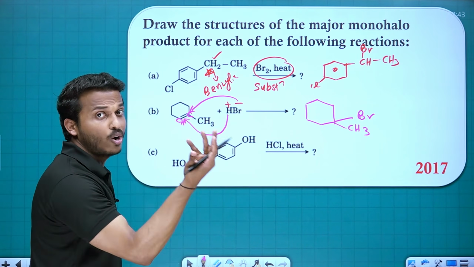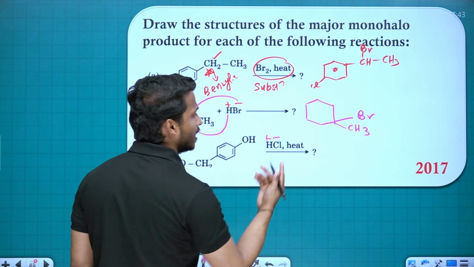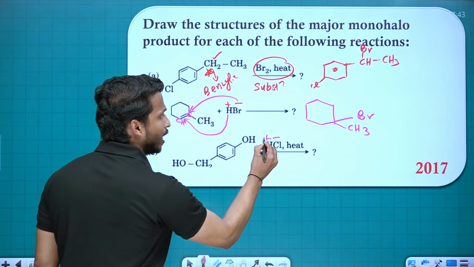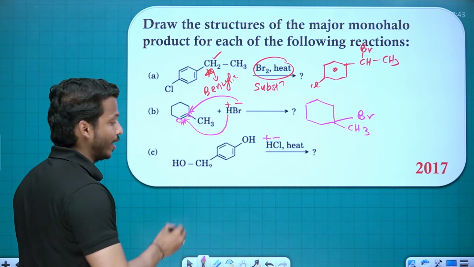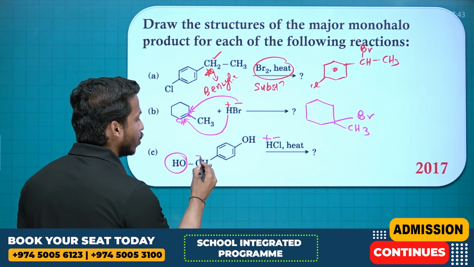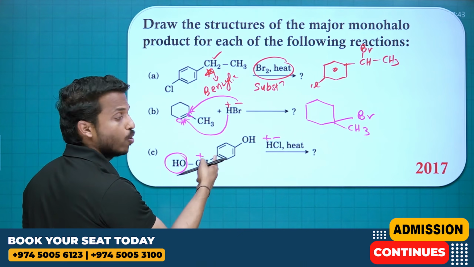And this reaction we already discussed before, H plus is there, Cl minus is there. This H plus needs one OH group. Whether you take this OH group or this OH, I'm going to take this OH, so I will get the more stable benzyl carbocation here.